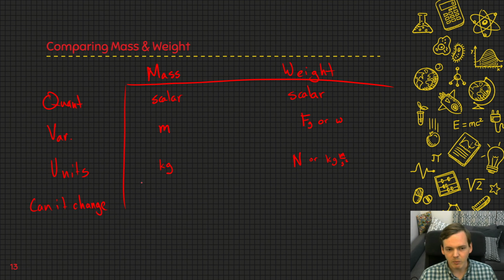Can it change? Mass, you can change by removing or adding to the object. So if you imagine a ball of clay, I can change the mass by actually taking away clay or adding clay. That's the only way to change the mass.